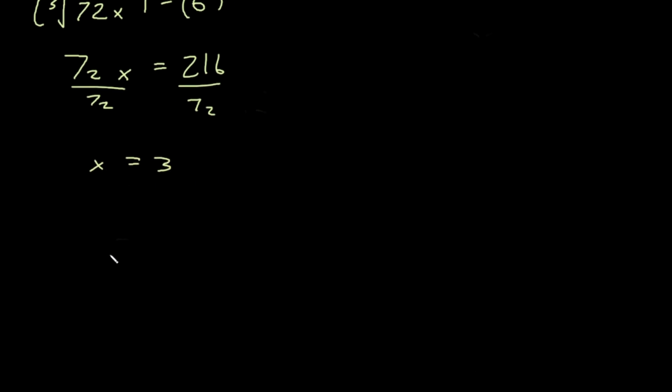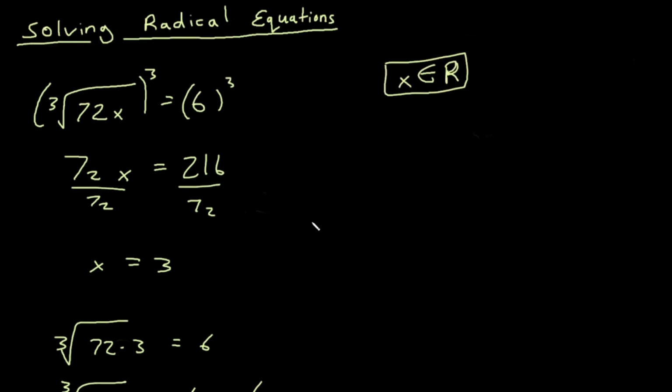Now we can plug it back in if we really wanted to. So cube root of 72 times 3 is equal to the cube root of 216, which does so happen to equal 6, so that checks out. So we can say, therefore, x equals 3 is a real solution.